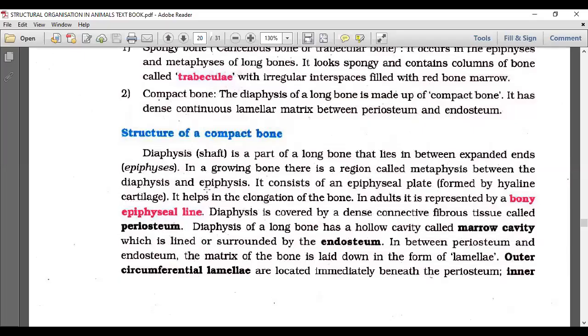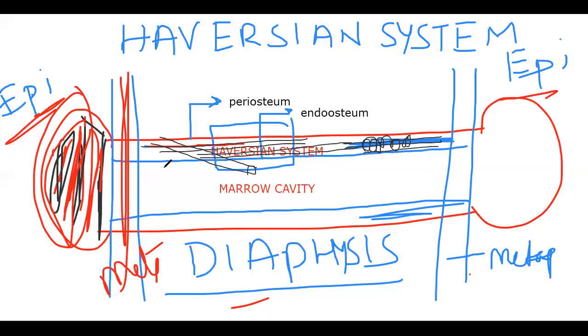In a growing bone, there is a region called the metaphysis between the diaphysis and epiphysis. It consists of an epiphyseal plate formed by hyaline cartilage. We are discussing this only. So this is hyaline cartilage. This is actually the growth plate. Only in growing stages will you find this metaphysis.